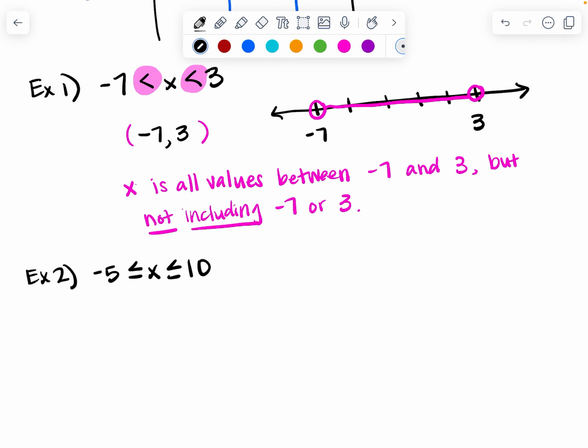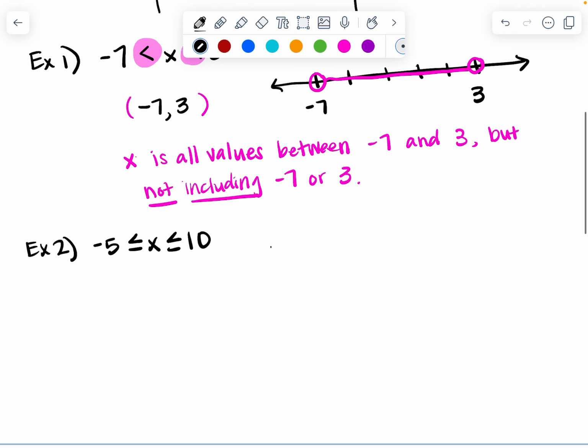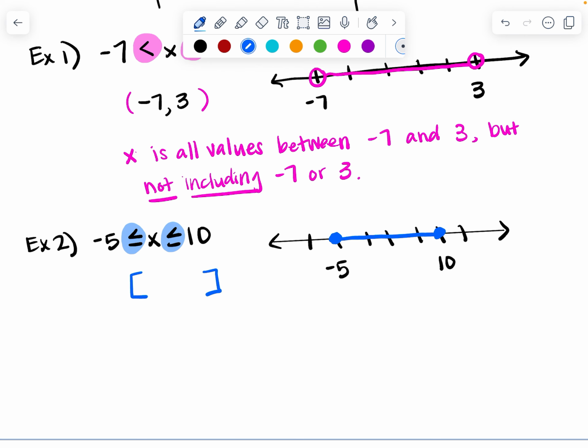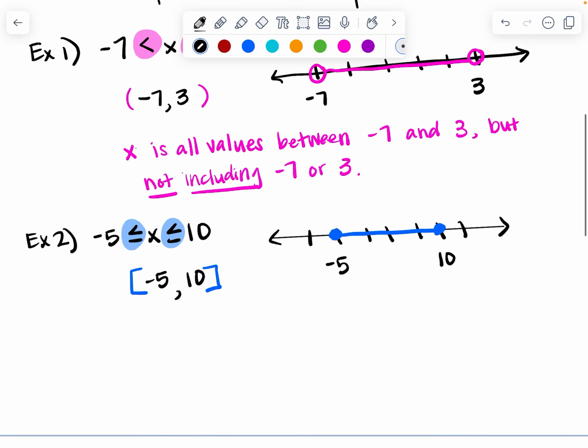Okay, x is greater than or equal to -5 and less than or equal to 10. So here's my number line. Again, I don't really care what all the numbers are, but I need a -5 and I need a 10. These less than or equal to signs mean that when I graph this on my number line, my circles will be filled in. My interval notation will use brackets, and I'll have -5 and 10.